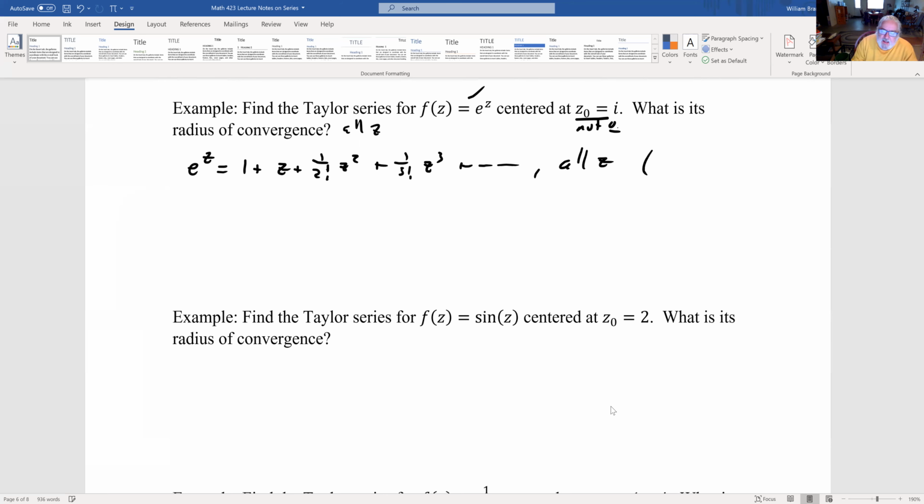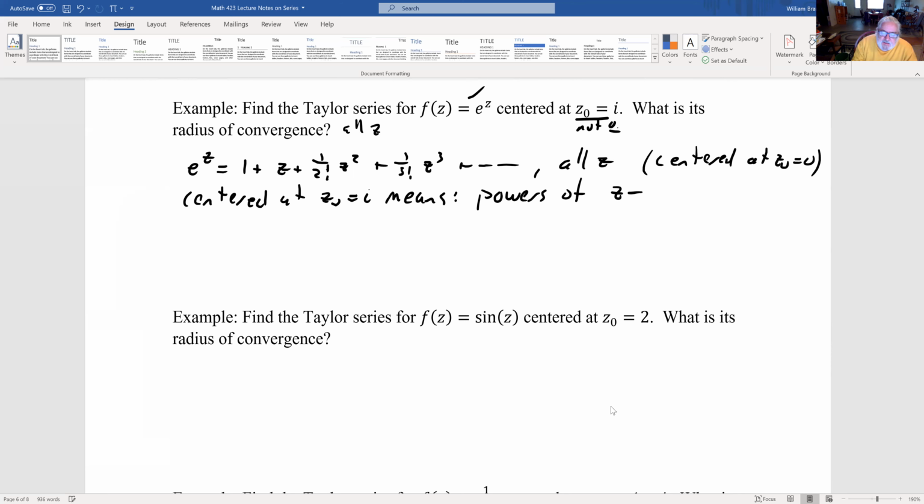But this is centered at 0, and we want to know centered at z0 equals i. So centered at z0 equals i means we want powers of z minus the center, right? So instead of having z squared, we want z minus i squared. Instead of having z cubed, we want z minus i cubed, et cetera, et cetera.